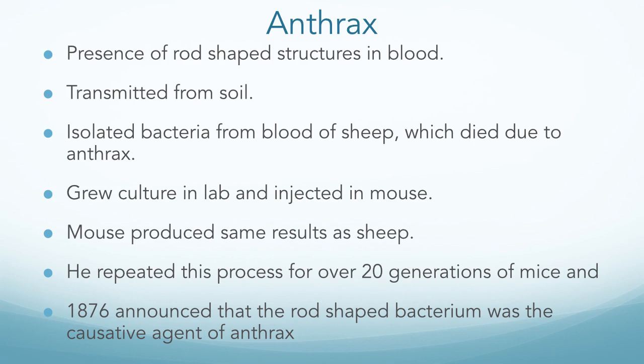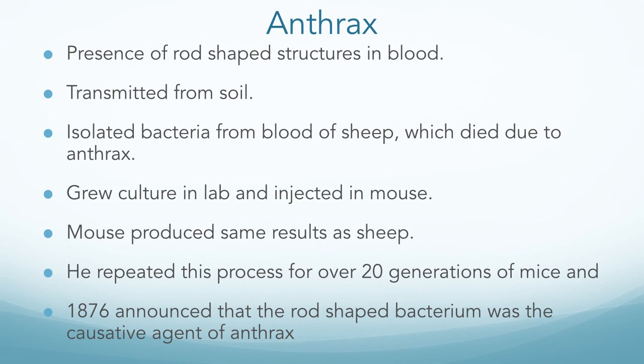So, in order to study the anthrax disease, Robert Koch started observing the blood samples of the infected animal, and he found the presence of rod-shaped structures in the blood of infected animals which was not present in the healthy animals. So he was sure that the rod-shaped bacteria was the cause of the disease.